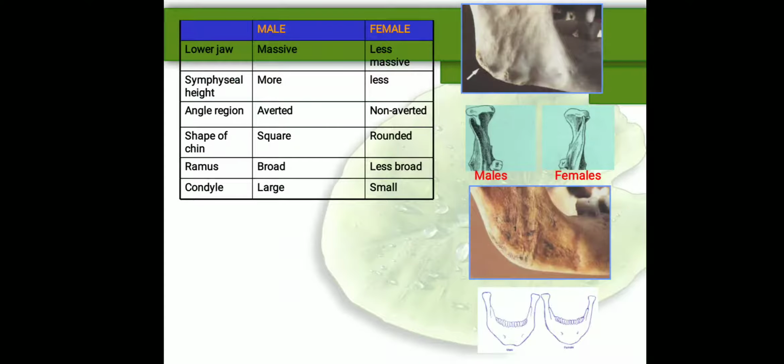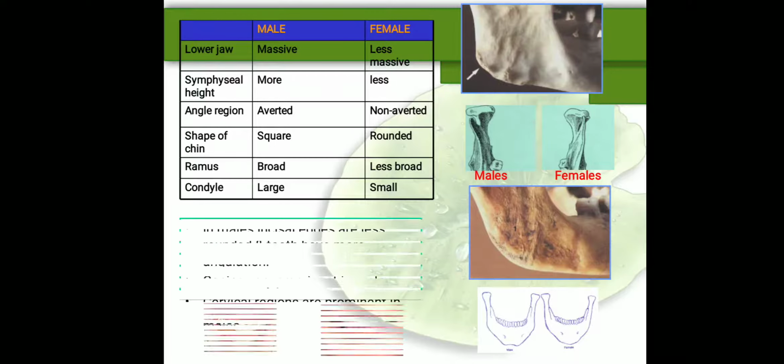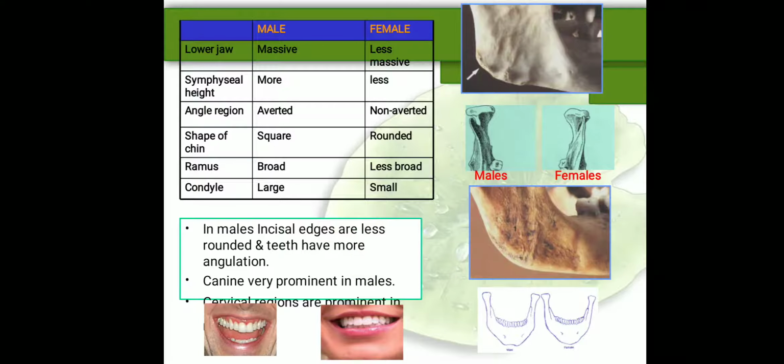If we look at the mandible, the lower jaw is massive in males, it's less massive in females. And in males, the angle region is everted, as you can see in the first pic. The shape of the chin is square. See the last pic. Ramus is broad, you can see pic number 3. Condyle is large, pic number 2. In males, the incisal edges are less rounded in the teeth. In females, they have more angulation. Canines are very prominent in males and the cervical regions are prominent in females.